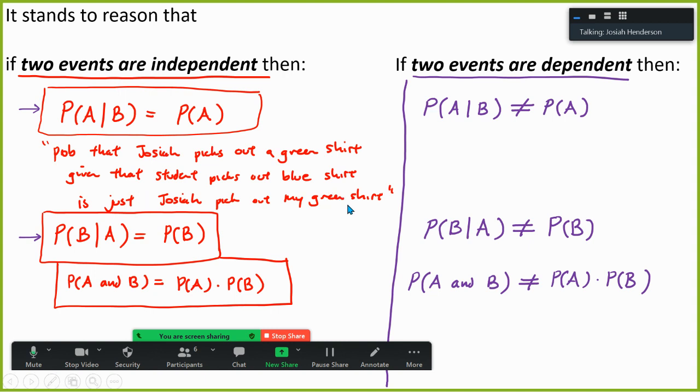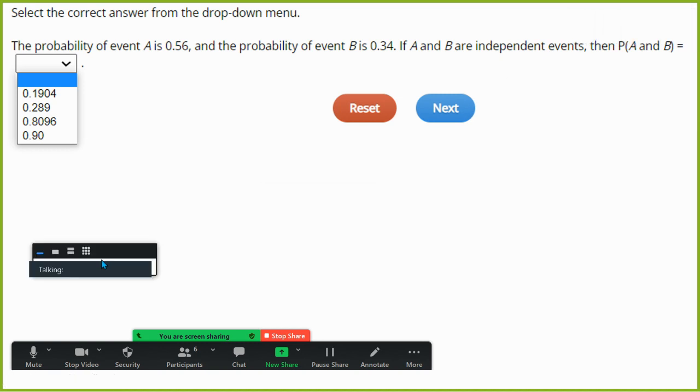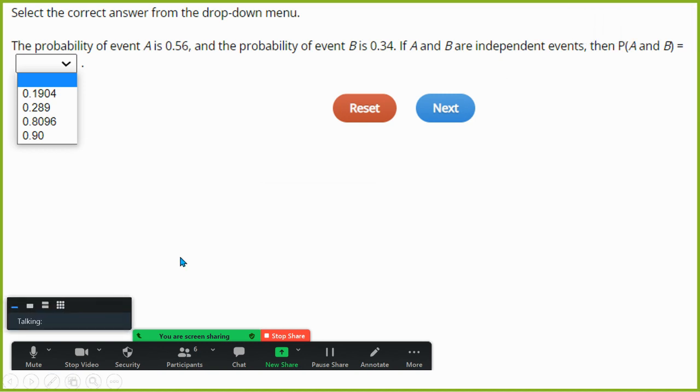And I'm assuming that you have these on your paper or written down on your Google Doc or something so you can look back at them. So here's our first example. The probability of event A is 0.56, 56%. The probability of event B is 0.34, 34%.